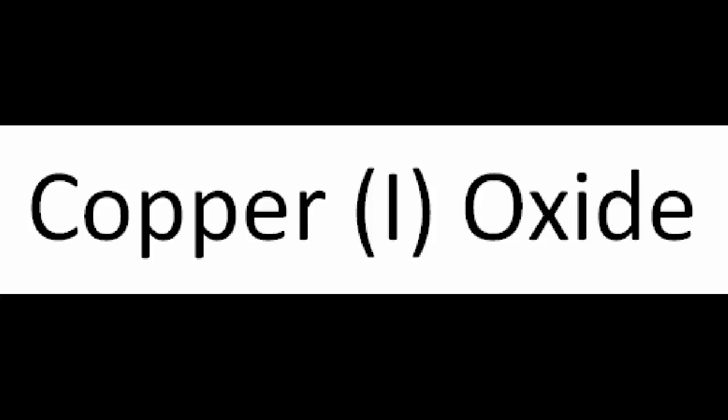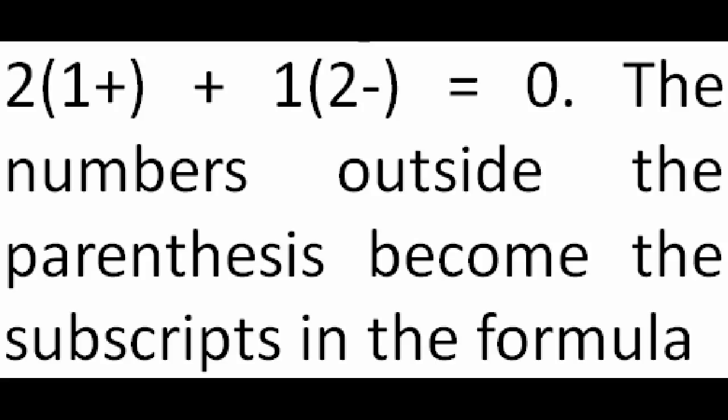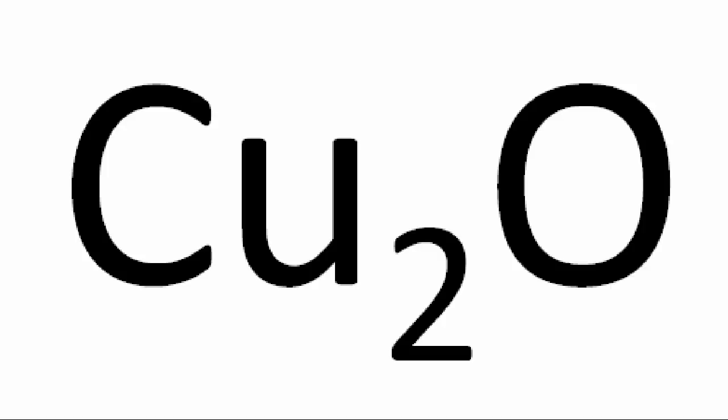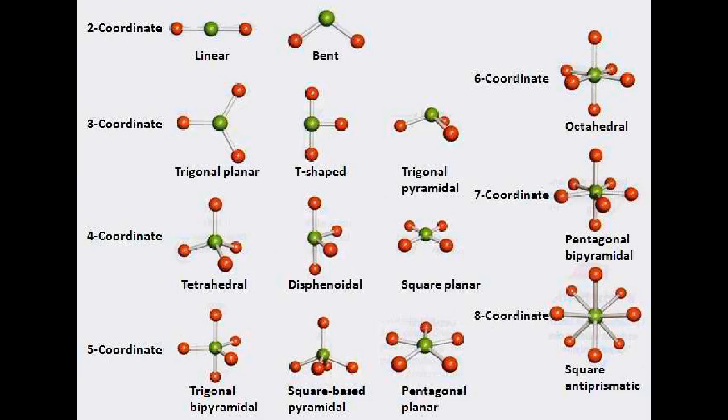Since each copper is +1, and each oxide is -2, it will take 2 Cu plus to balance 1 oxide with a 2 negative, so 2 times (+1) plus 1 times (-2) equals 0. The numbers outside the parentheses become the subscripts in the formula. Fourth, write the formula placing the subscripts right after the symbol they go with. So, Cu2O.